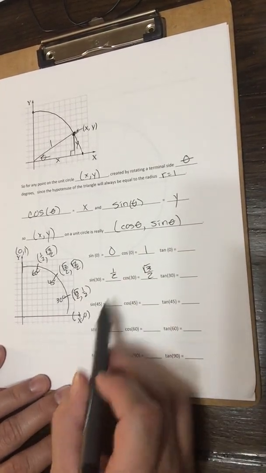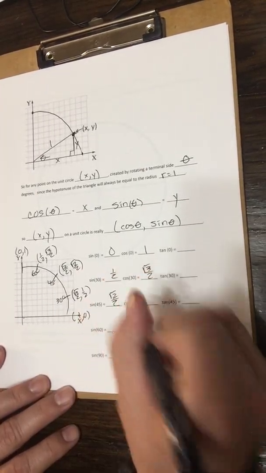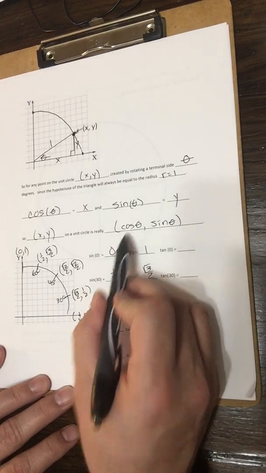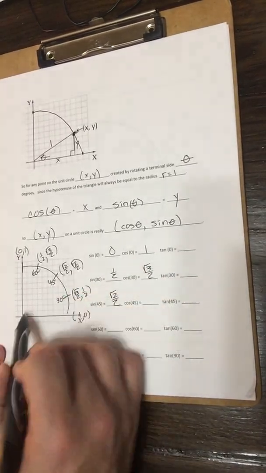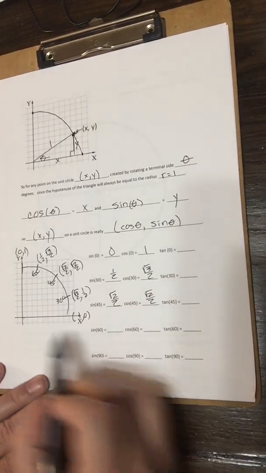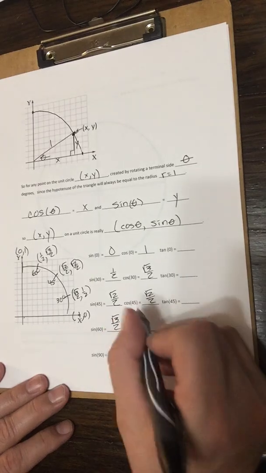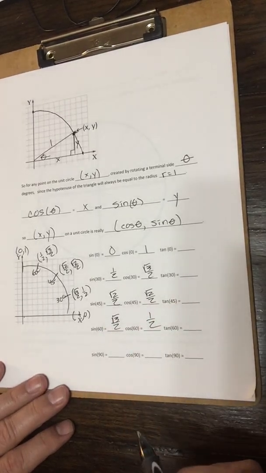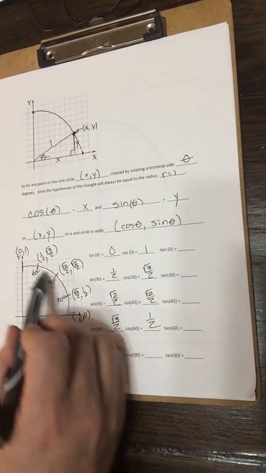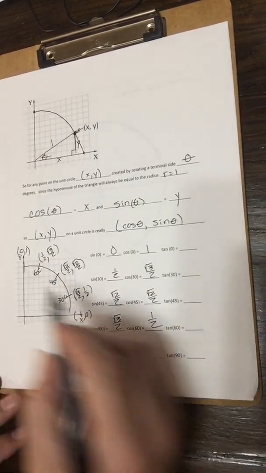The sine of 45. The sine is the y value, so I go to 45, it's the square root of 2 over 2. The cosine of 45, it's the x value, so I go to where the 45-degree angle is, I get the x value, square root of 2 over 2. The sine of 60, well, there's the point 60, it's going to be the y value, square root of 3 over 2, and the cosine is this 1/2. And the sine of 90 is all the way up here, it's the y value 1, and the cosine of 90 is 0.